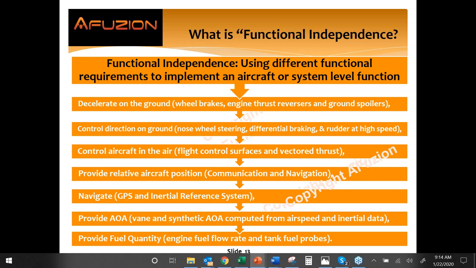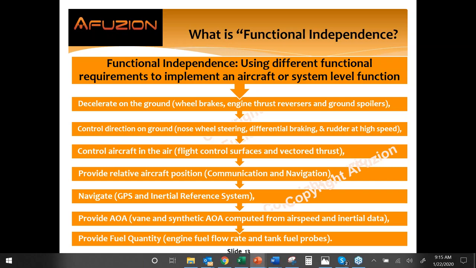Navigation itself can be done by global positioning system satellites. I have an IRS, an inertial reference system with an IMU. I can provide angle of attack. Oh yeah, that's our recent news the last year, right? I can have vane or synthetic AOA that I could compute from airspeed and the inertial data. And finally, fuel quantity. I can have an engine flow rate, tank fuel probes.